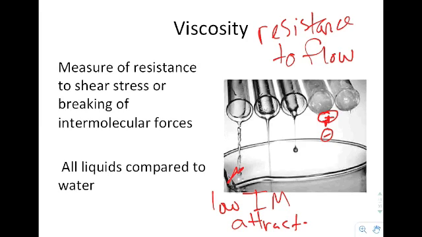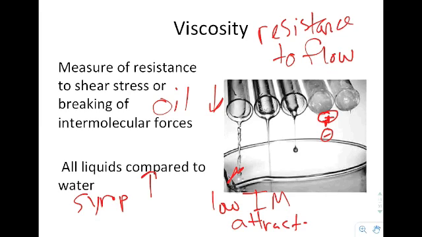All liquids are generally compared to the viscosity of water. There are some things like syrup that have a very high viscosity. And then you have things like oil, which have a very low viscosity. Vegetable oil, for example, has a very low viscosity.